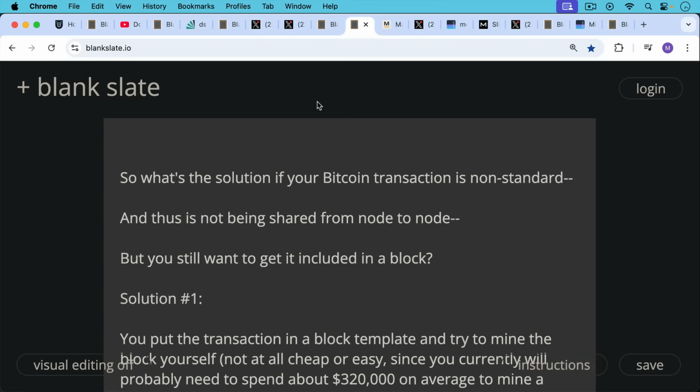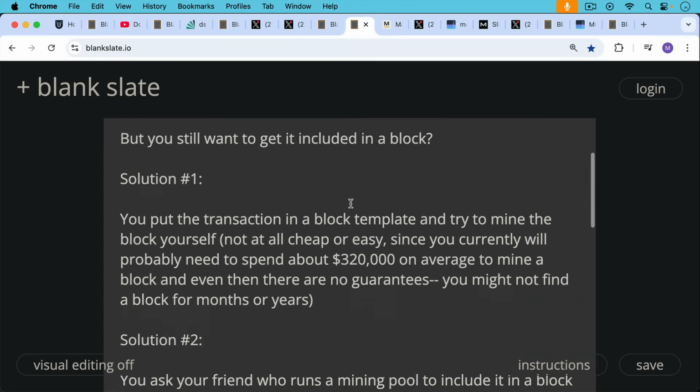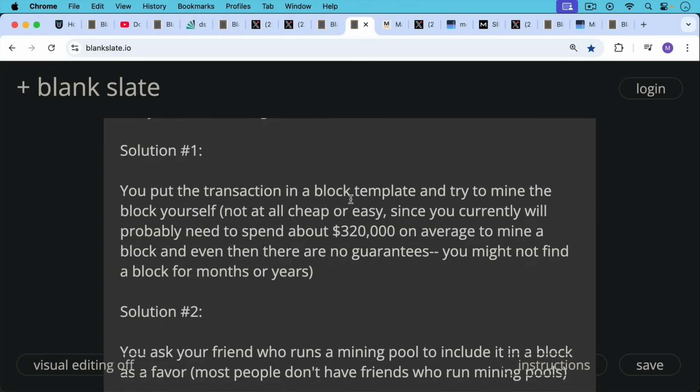So let's move on to the next step here. What's the solution if your Bitcoin transaction is non-standard and is thus not being shared from node to node under the gossip model, but let's say you still want to get it included in a block? Solution number one, you put the transaction in a block template and you try to mine the block yourself. This is not at all cheap or easy, since you currently will probably need to spend about $320,000 on average. I'm just taking 3.125 Bitcoin times whatever the current price of Bitcoin is right now, around $100,000. So it's not cheap or easy. You have to spend about $320,000 on average to mine a block. And even then, there are no guarantees. You might not find a block for months or years because this is all probabilistic. So that's solution number one, to get a non-standard transaction in a block.